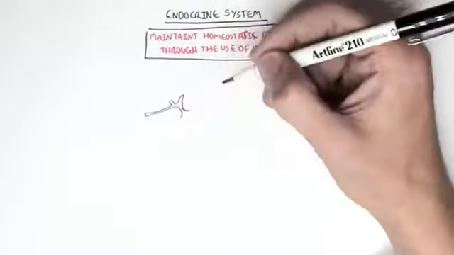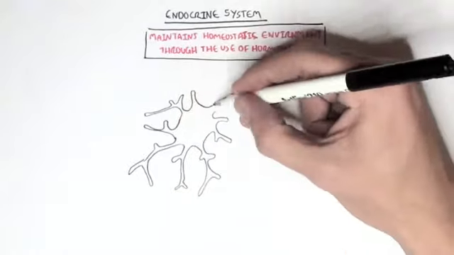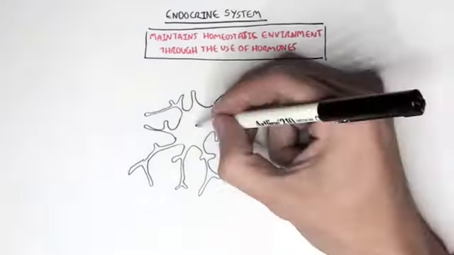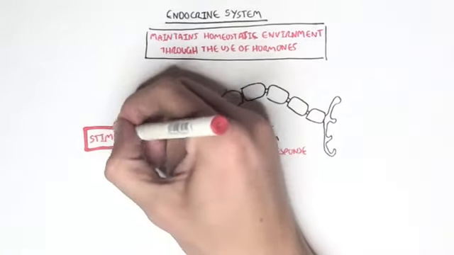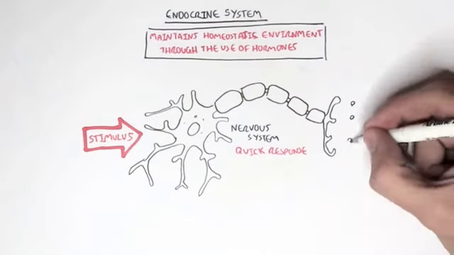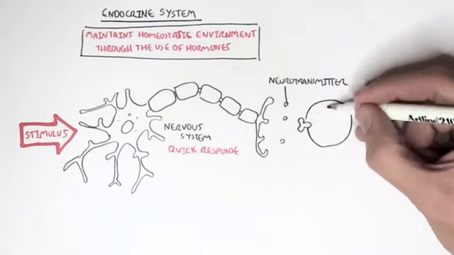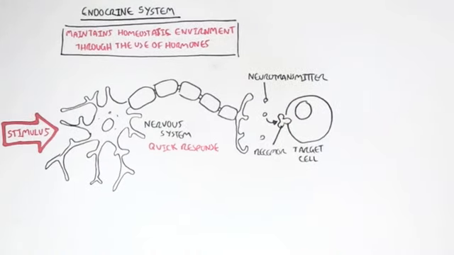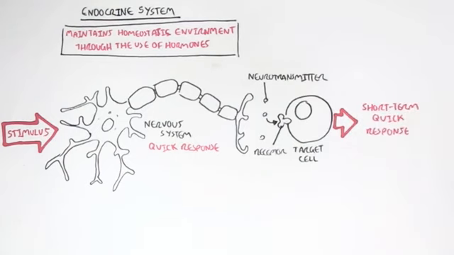Now, the endocrine system works in close proximity with the nervous system, in that both the endocrine system and the nervous system try to maintain a homeostatic environment by sending out signals. The main difference between the two is that the nervous system is a quick response. So when a stimulus arrives at a neuron, the neuron can pass on these signals, these commands, as neurotransmitters that will then target a particular cell. The neurotransmitter will bind onto a specific receptor that will cause the target cell to initiate a short-term, quick response.